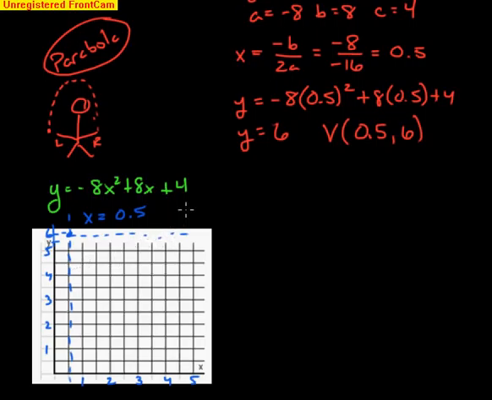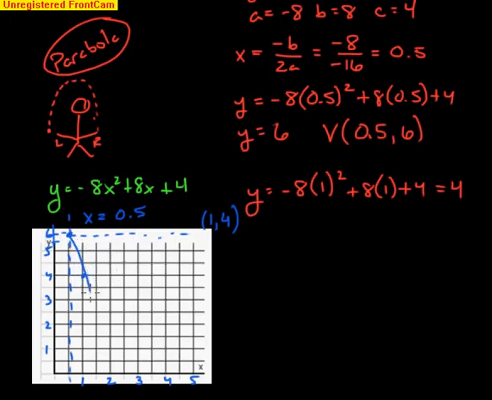Let's pick 1. It's the next one over. So let's pick x is 1. I'm going to put a point with an x-coordinate of 1, and I need to find the y that goes with that point by plugging it into this equation. Y equals negative 8 times 1 squared plus 8 times 1 plus 4. When I simplify this, I'm going to get 4. So this point right here is 1, 4. I'm going to graph that: 1, 1, 2, 3, 4. And here is the ball falling down.